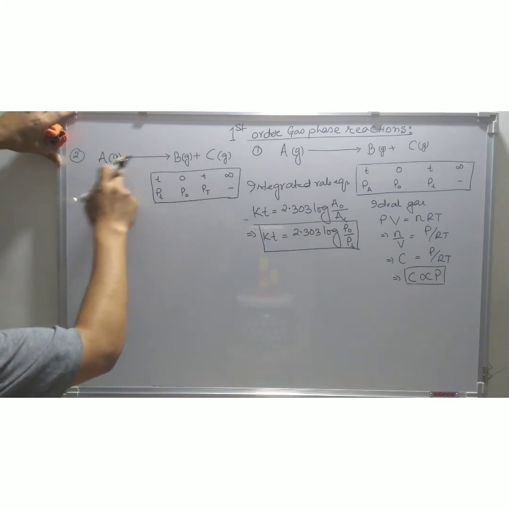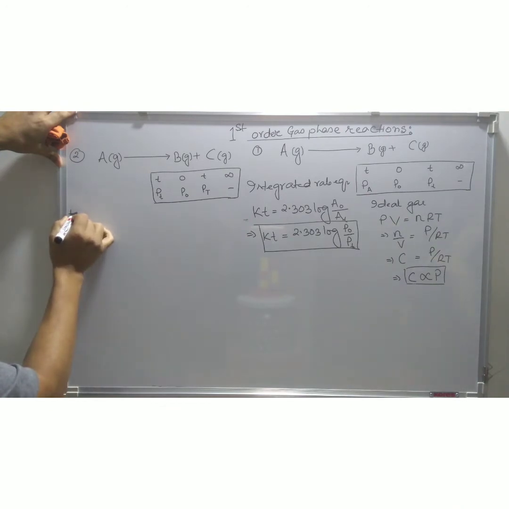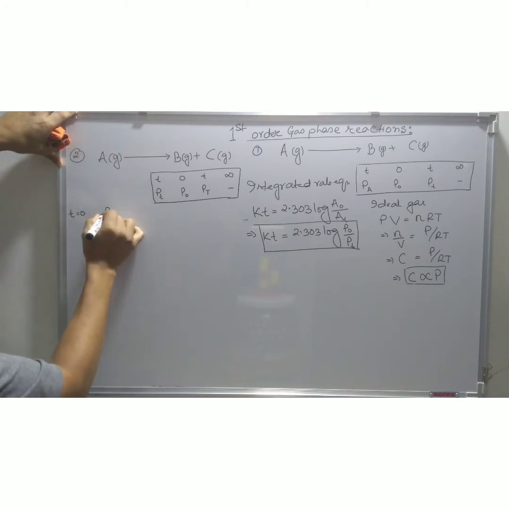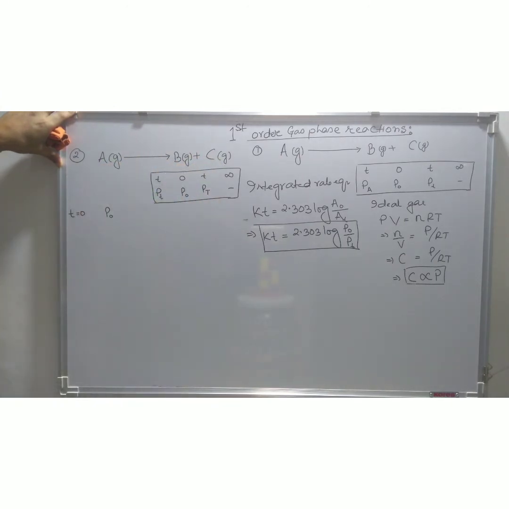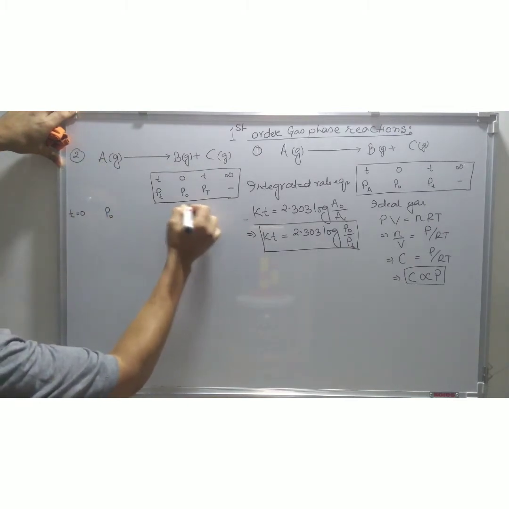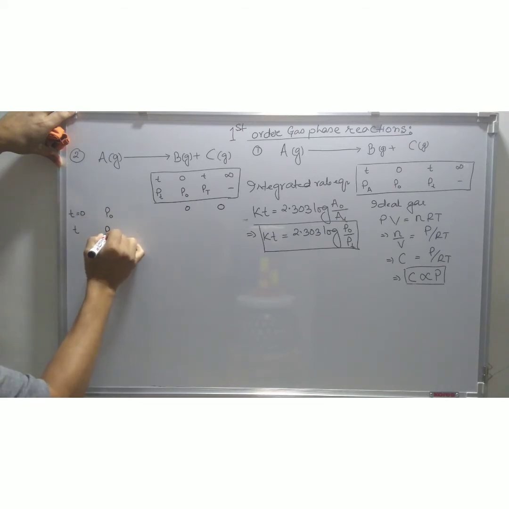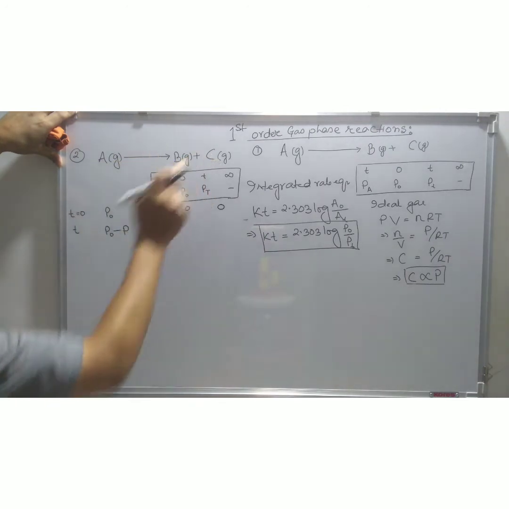Now, for this, we have A gas reacting to give B gas and C gas. At time equal to 0, let the initial partial pressure of A be P naught. Because when we start with this reaction A, there is no product B formation and product C formation. So the total pressure at time 0 should be the pressure of A only. So B will be 0, C will be 0. At time t, some pressure has to decrease, because as the reaction goes, the amount of A decreases and the amount of B as well as C will increase.